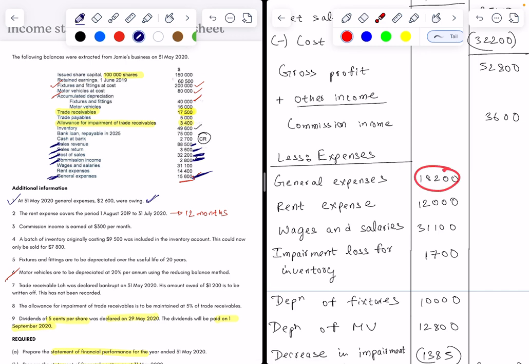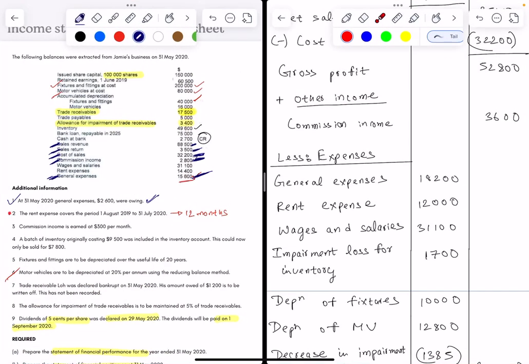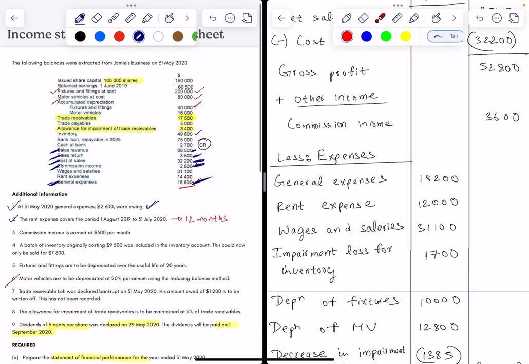Next, we have got the rent expense of $12,000. So let's take that as well. I apologize for that. So rent expense of $12,000. And this $12,000 is the rent expense, which is valid for 10 months, given that we derive $1,200 per month multiplied by 10 months, which are the months from 1st of August 2019 until 31st of May 2020.